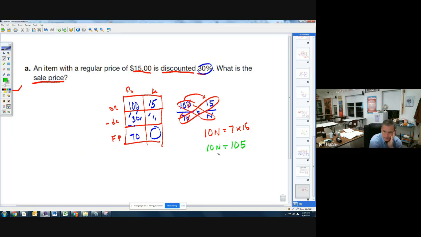10 and equals that. And fortunately for you, dividing by 10 is pretty simple. You just move the decimal back one place. Your answer is 10.5. But we're talking about money here, so it's actually $10.50. So my sale price, if I mark $15 off by 30%, I end up paying $10.50. If you wanted to know how much you saved, you would just subtract the $10.50 from 15, and you'd save what? $4.50 in savings. How about that?